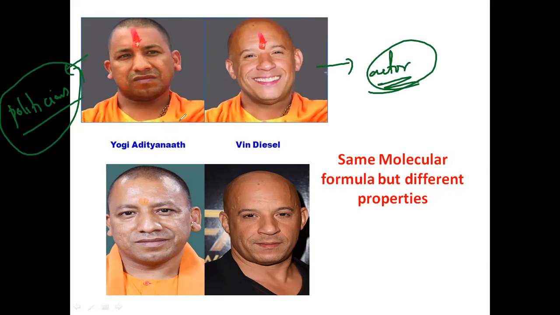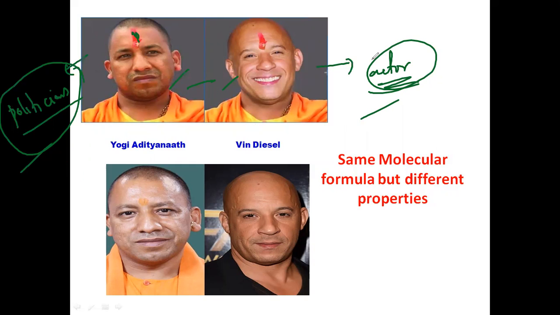So they are looking the same, whatever the structure looks like. Both look the same, but the profession is different. That means the same molecular formula, but different properties. His face and his face, both look the same, but the properties are different. Why are the properties different? He is a politician, he is a Hollywood actor. The professions are different, that means the properties are different.